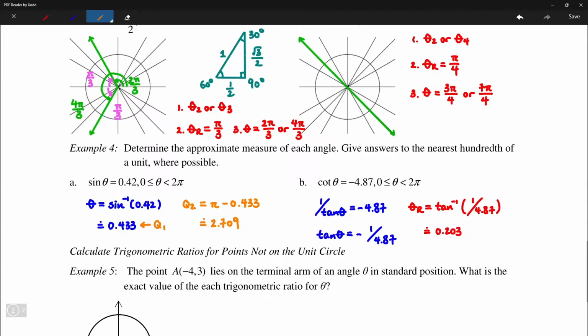So from there, the first answer is going to be the quadrant 2 answer. And that will simply be pi minus 0.203, which is going to be approximately 2.939. We also have a second answer that's going to be in quadrant number 4, and that's going to be 2 pi minus the reference angle of 0.203, and that's going to give us an approximate value of 6.080.